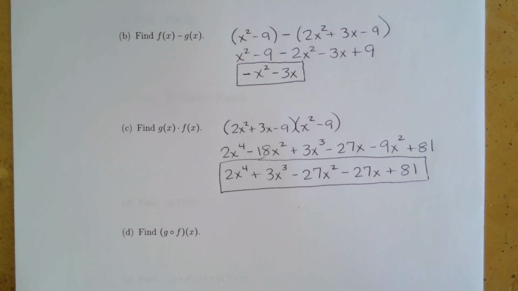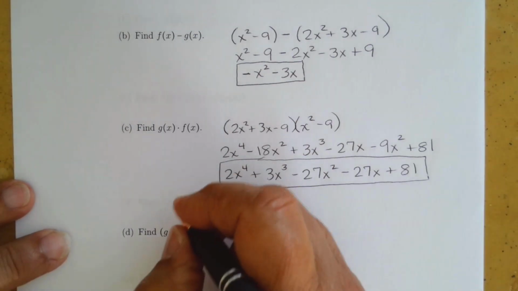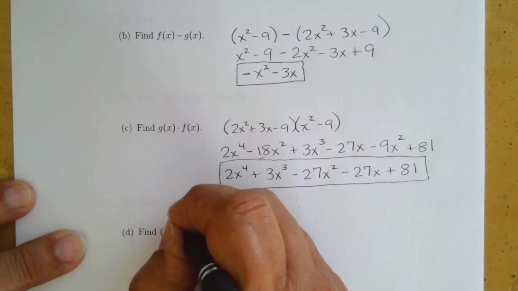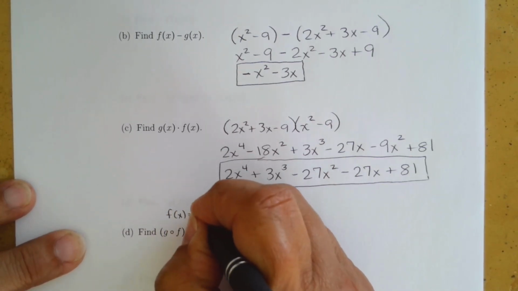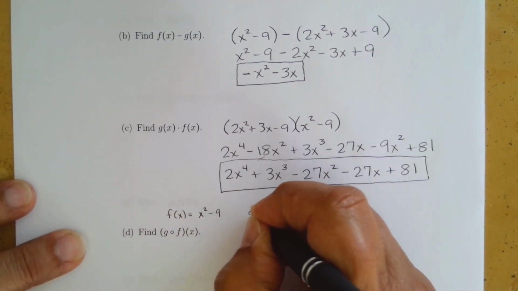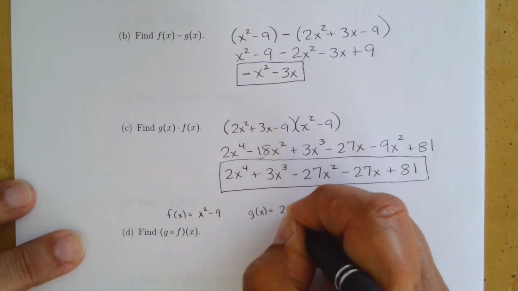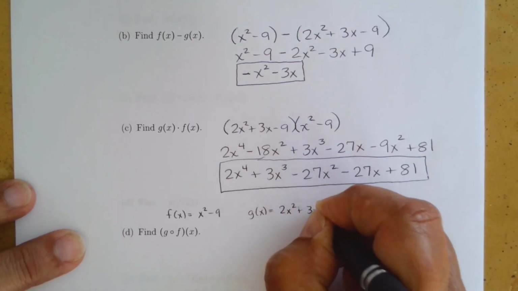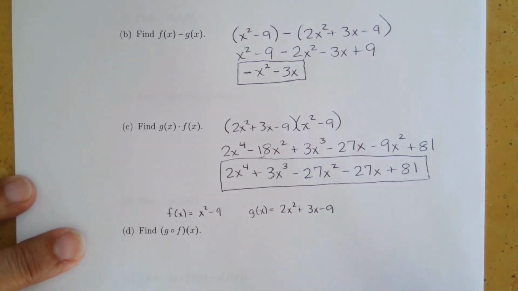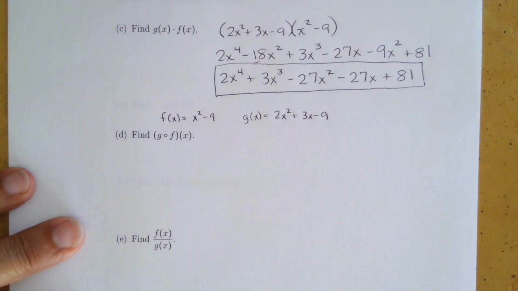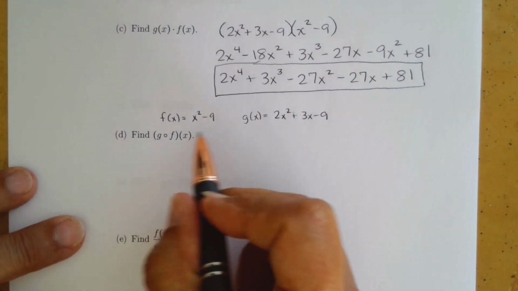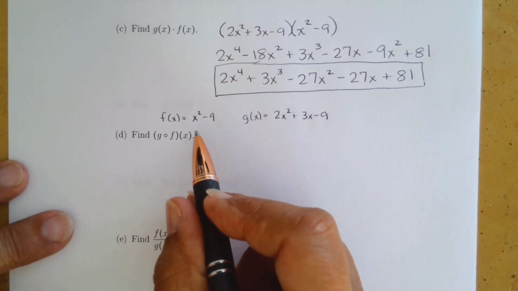All right, now part D does say g of f of x. Okay, that is a composition. So I'm going to rewrite my functions over here, f of x and g of x, so I don't have to keep sliding my paper up. Here's my two functions, same ones that were up there. I just don't want to go back up to the top.